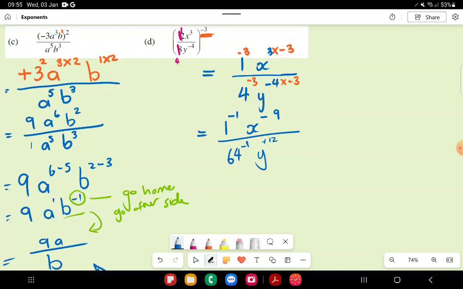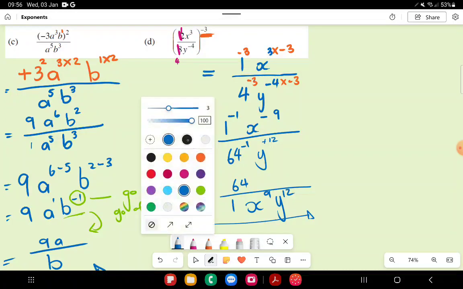Now, I've got a lot of negative exponents. I want to get rid of them. So I am going to take them all to the other side. So 64 becomes my numerator. To the power of 1, I don't write the 1. Over. Now, notice my y12 is positive, so it stays at the denominator. 1 goes down, x to the power of 9 goes down, and y to the power of 12 goes down. And that's my answer. Now, what I did here was I simplified in the bracket, and then I did the exponents. But I just want to show you an alternative.